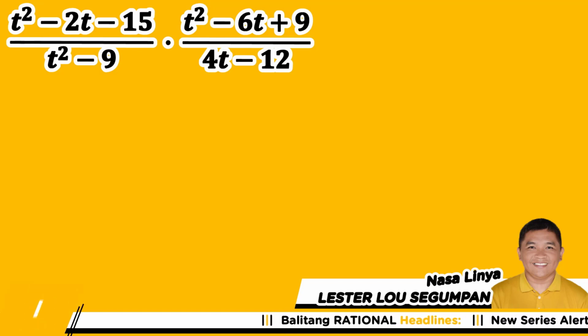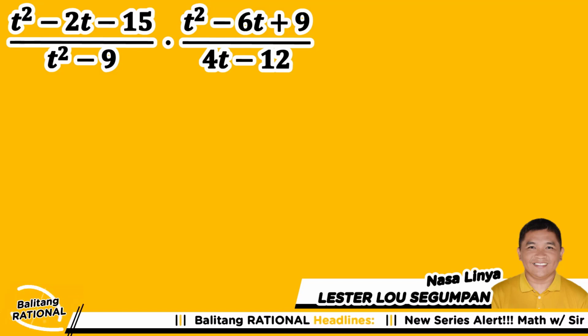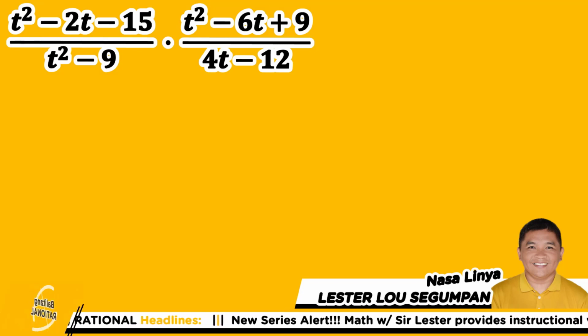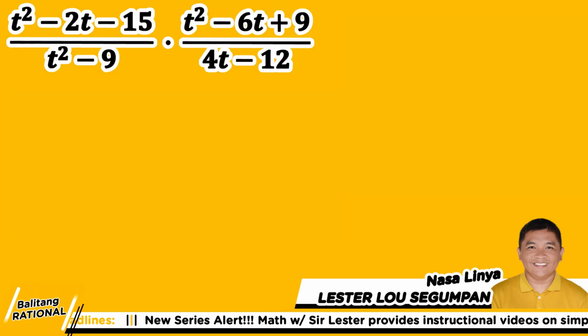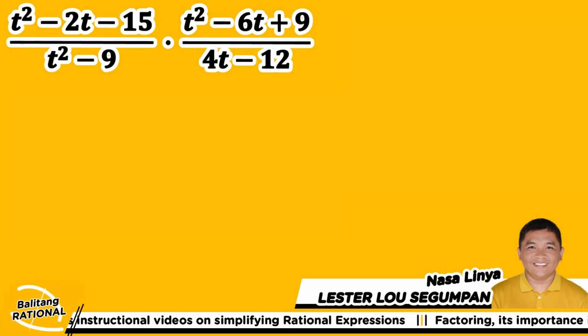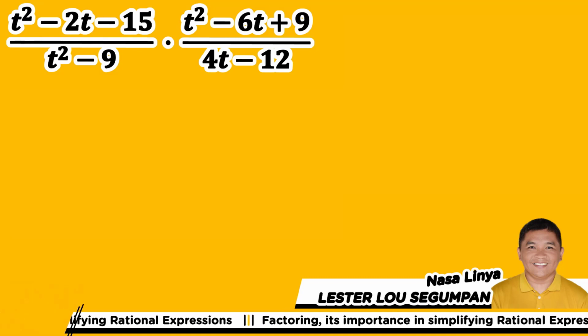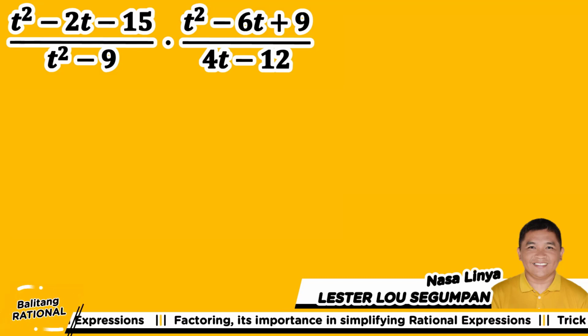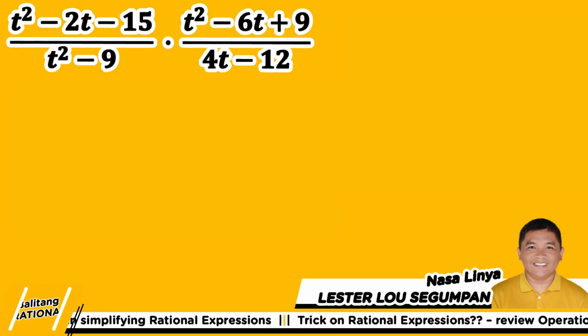For this video, allow me to use English and Tagalog as our medium of instruction. Halina at isimplify natin ang result ng multiplication of two rational expressions here. We have t squared minus 2t minus 15 all over t squared minus 9 para sa una nating rational expression na imumultiply ng pangalawang rational expression, t squared minus 6t plus 9 all over 4t minus 12.